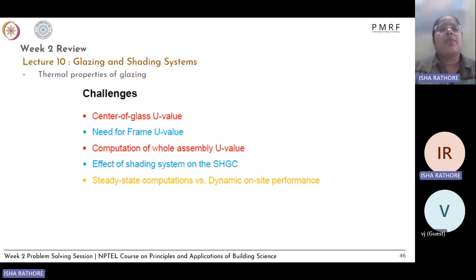But the actual thermal performance of buildings is correctly determined by dynamic analysis, which is usually what is done through simulations. So that is one of the other challenges with glazings as well, because it again deals with both solar radiation as well as the outside temperatures.